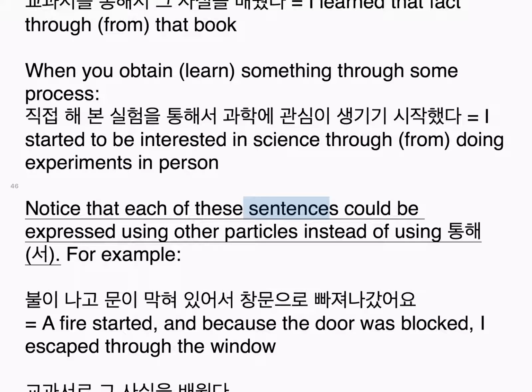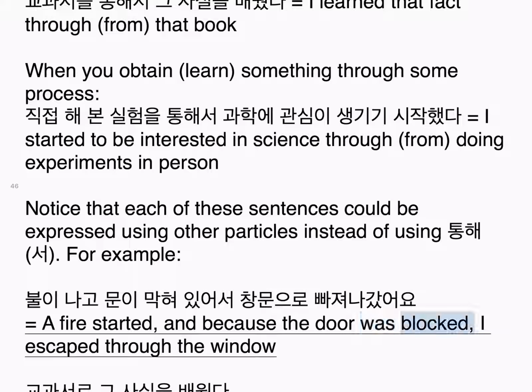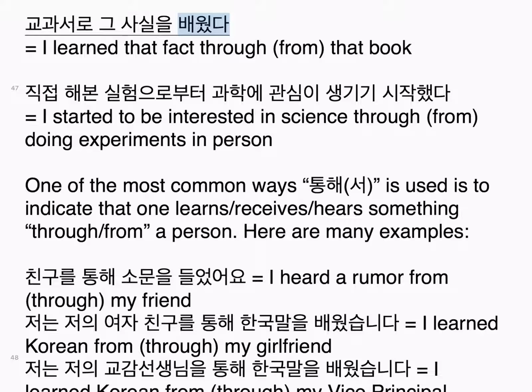Notice that each of these sentences could be expressed using other particles instead of using 통해서. For example, 불이 나고 문이 막혀 있어서 창문으로 빠져나갔어요. A fire started, and because the door was blocked, I escaped through the window. 교과서로 그 사실을 배웠다. I learned that fact through, from, that book. 직접 해본 실험으로부터 과학에 관심이 생기기 시작했다. I started to be interested in science through, from, doing experiments in person.